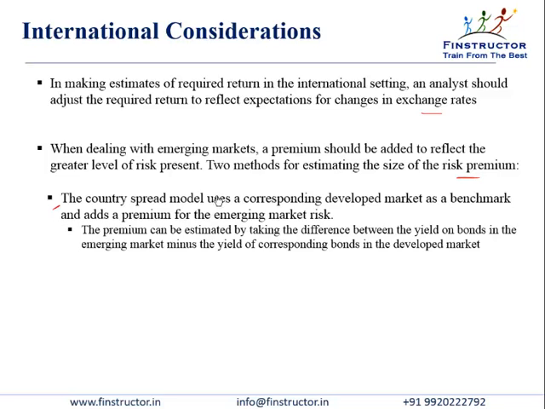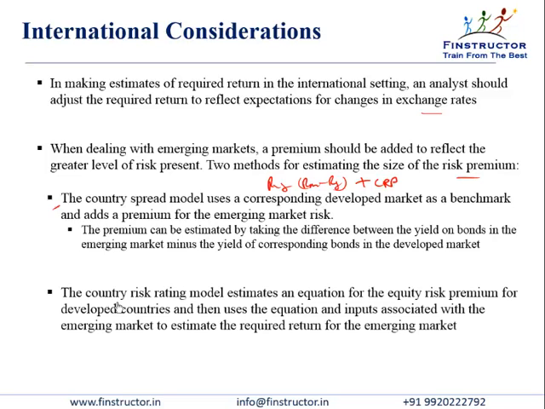So you can use a similar model at level 2 as you studied at level 1, wherein RF is the same as the developed market. RM minus RF, that is the risk premium, is also the same as the developed market. And then we added a CRP. We called it the country risk premium. So that's the first method.